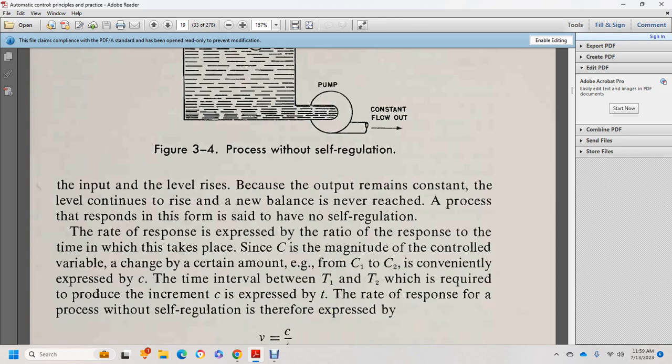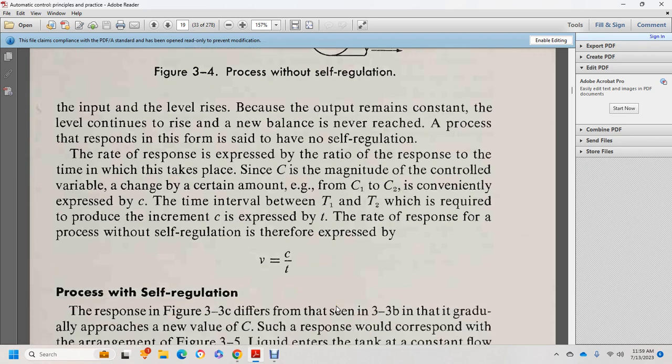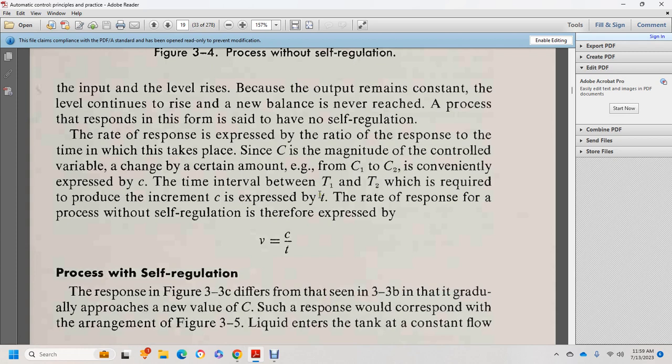Or the rate of response is the ratio of the response to the time it takes, with the magnitude of the control variable changing by a certain amount, e.g. C1 and C2, conveniently expressed by lowercase c, over the time interval t1 and t2, which is required to produce the incremental change c. The rate of response for the process with self-regulation is expressed through the variable: change over time.